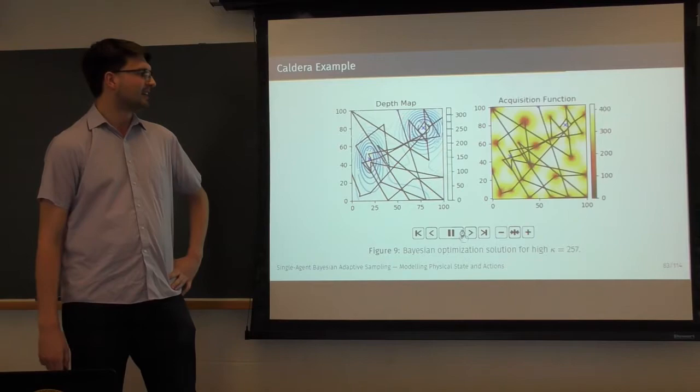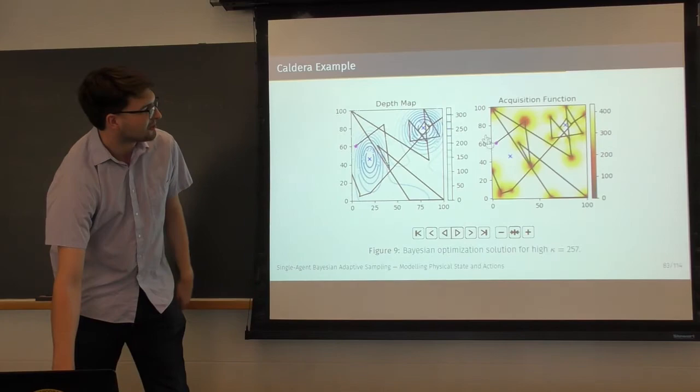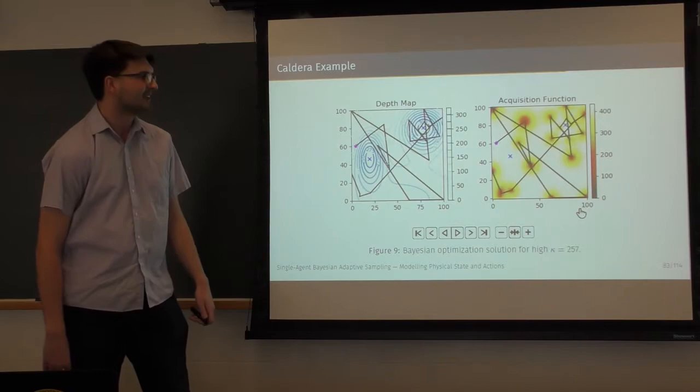If this was on the order of kilometers, in fact, then even the first couple of jumps could have been very expensive, and we probably don't have enough time to go from the bottom left to the top right to the top left to the bottom right. These are all very expensive movements, but Bayesian optimization by itself does not take any of this into account.